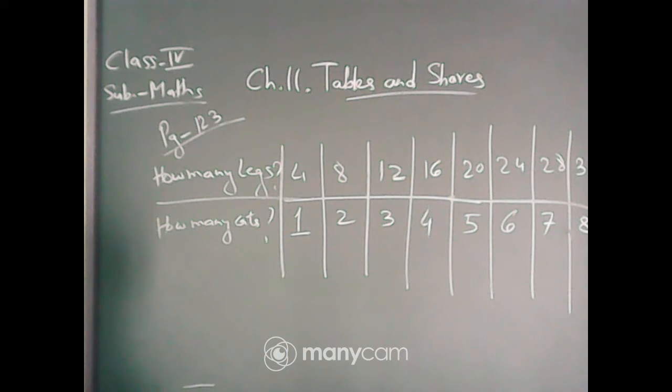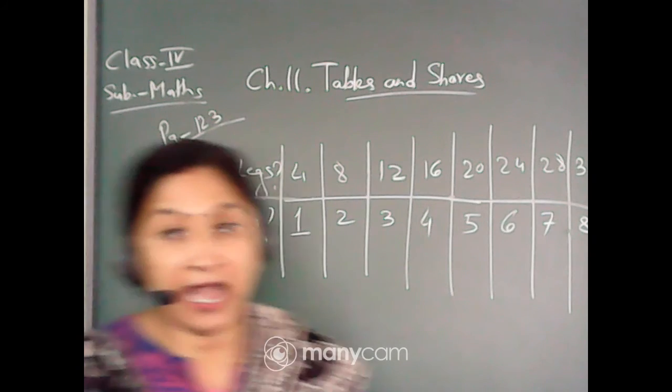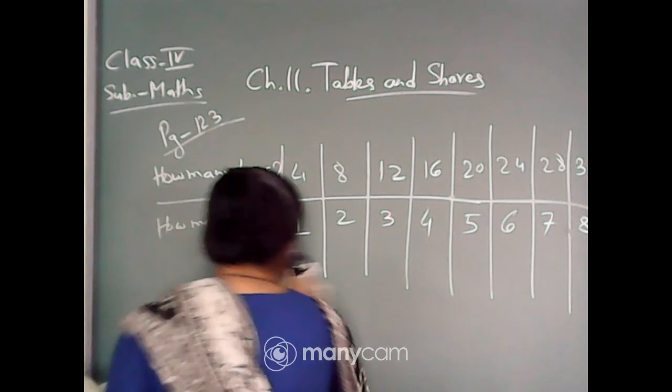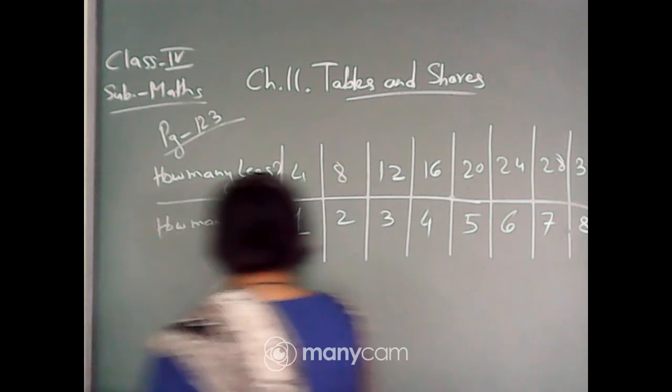Completed? Everyone has completed? Okay. Now see the next question. So 28 legs means dash cats. What will you write as the answer?